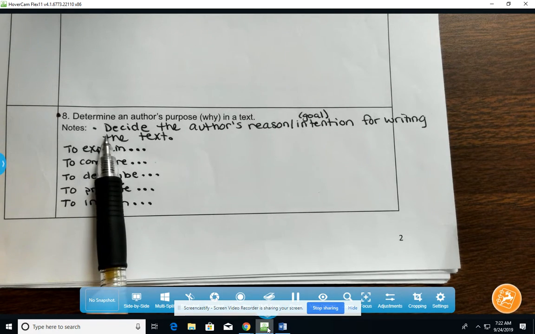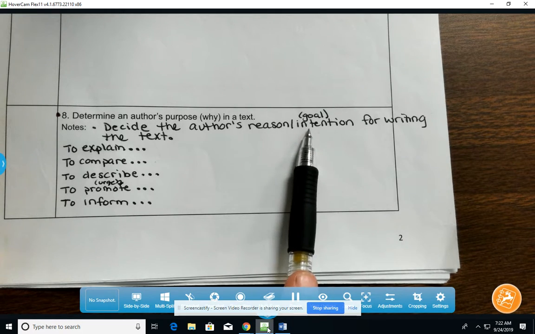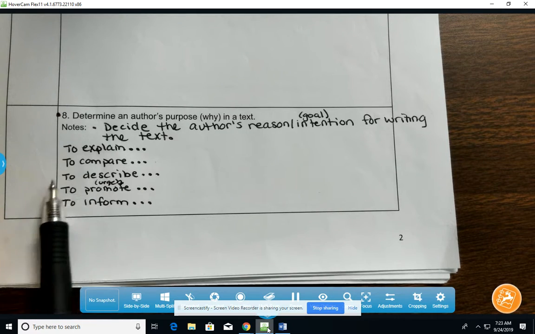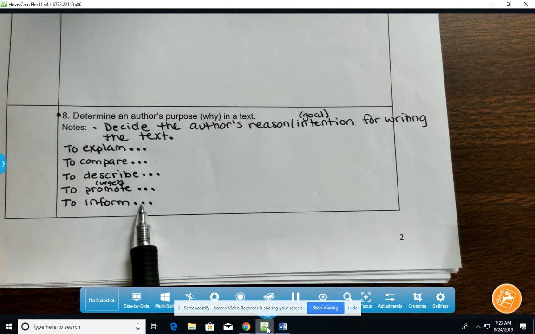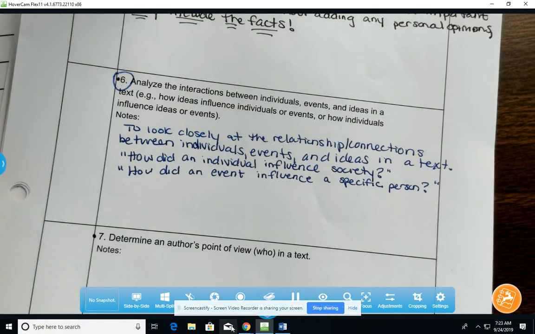Remember, we said that author's purpose, in regular terms, means to decide the author's reasons or intentions, their goal for writing the text. We can begin with something like to explain, to compare, to describe, to promote or urge, or to inform. So in phase 2 of reading today, I'm asking that you do 2 different things.